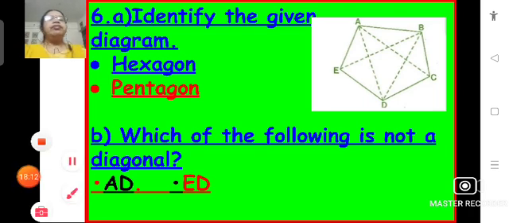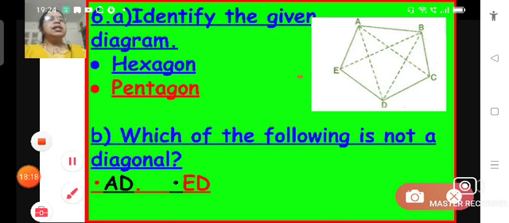Next question, identify the given diagram. Here 2 options we have, hexagon and pentagon. Students, we can see that this diagram has 5 sides. So, it will be called a pentagon.